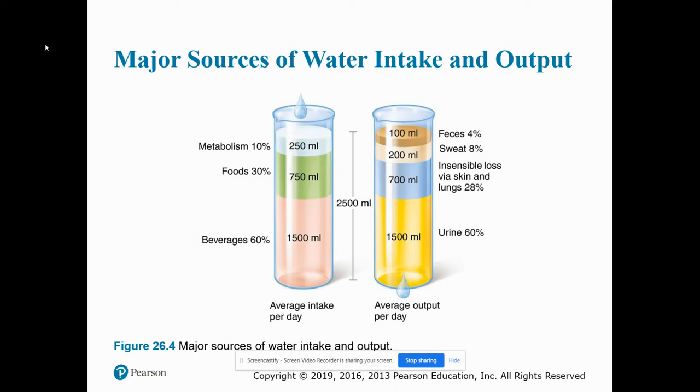So we have the intake and output each day. So about 10% of the water we get comes from metabolism, about 30% from food, about 60% from beverages. The water is lost via feces, sweat, urine, and then also the insensible loss, and this is through the skin and the lungs.